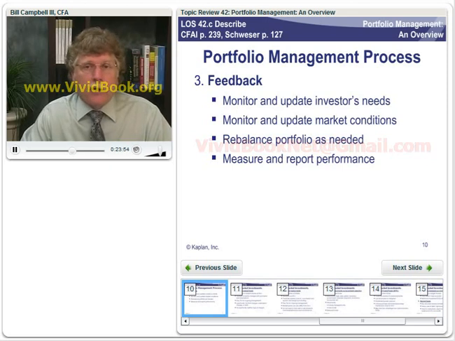Finally, we need to measure our performance. How much income have we earned? What kinds of returns? Has it been capital appreciation? Has it been cash flow from dividends or coupons or whatever? Measure that, report that. Report it to the client. Also report it firm-wide so that we can use this for performance presentations to potential new clients and so on.